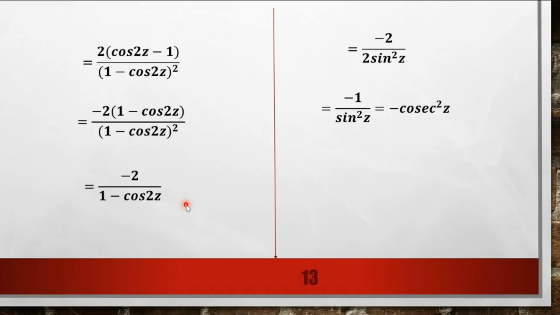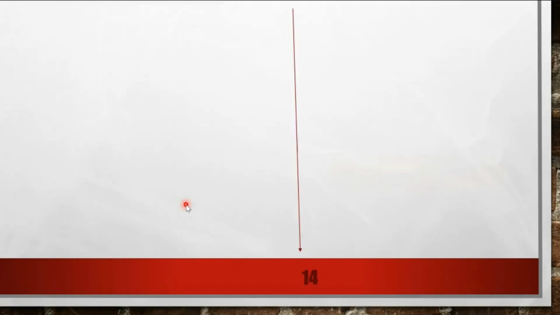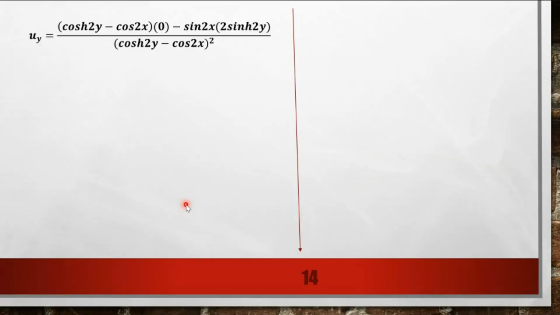अभी हमें क्या निकालना है? ux की वैल्यू हो गई. This is all we have calculated, only ux. डिफरेंशिएट किया है, पुट x इज इक्वल टू z, y इक्वल टू 0, और उसको सिंप्लीफाई करके हमें माइनस कोसेक स्क्वायर z मिला है. In a similar way calculate uy. I think I have not written the function here. Hope you have the function there with you. फिर से u by v अप्लाई करना है.